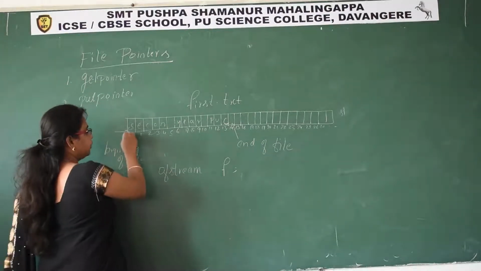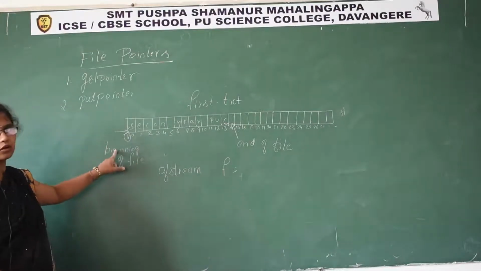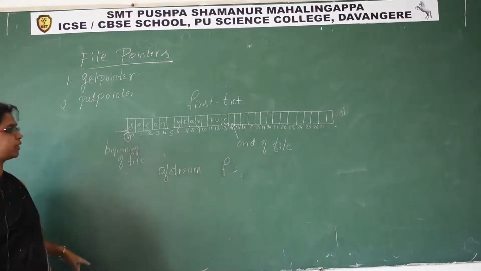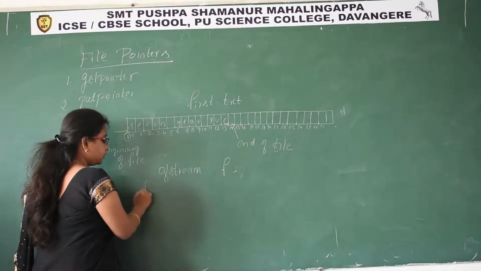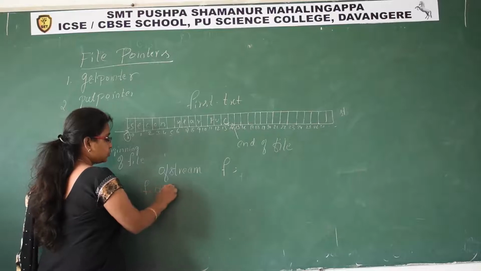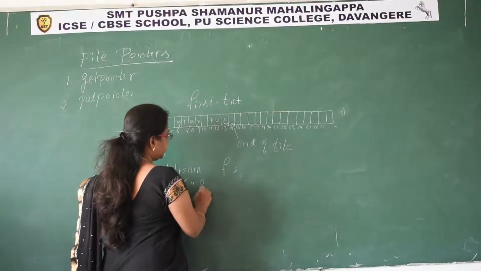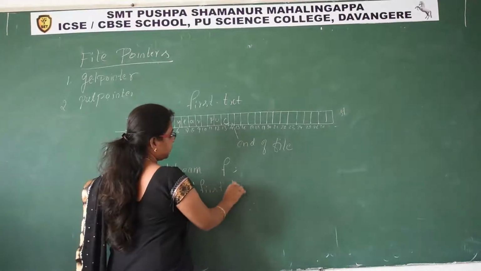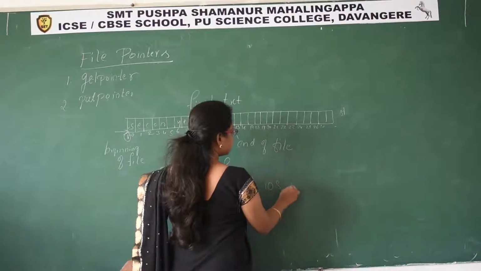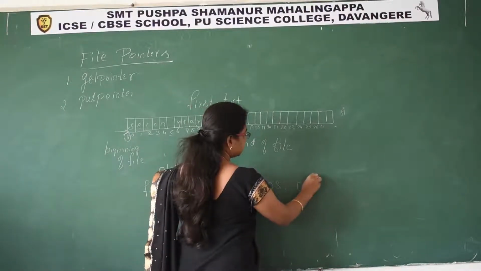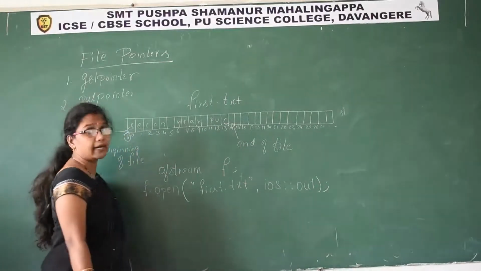Now I open the file in a write mode, so the put pointer is ready here. What is the default position of the put pointer? Now I have to mention the mode here. f.open, I use the open function to open a file. first.txt, ios scope resolution out. So which mode? Write mode.